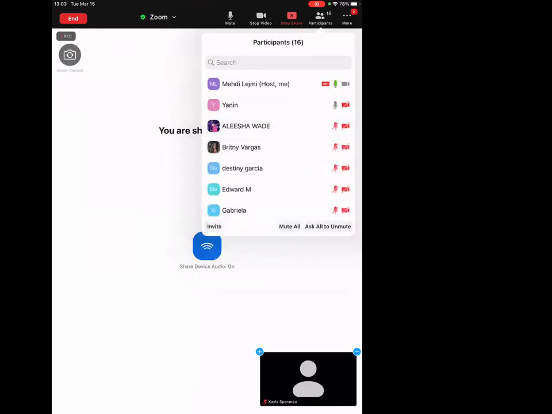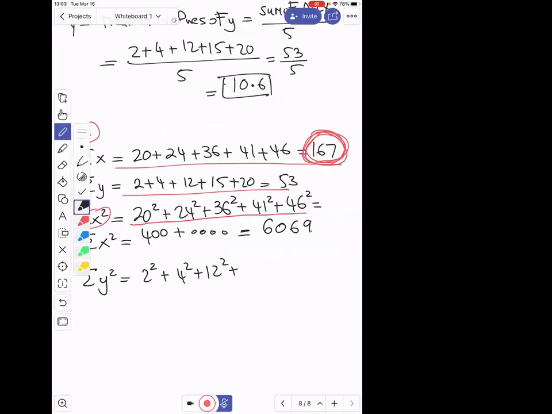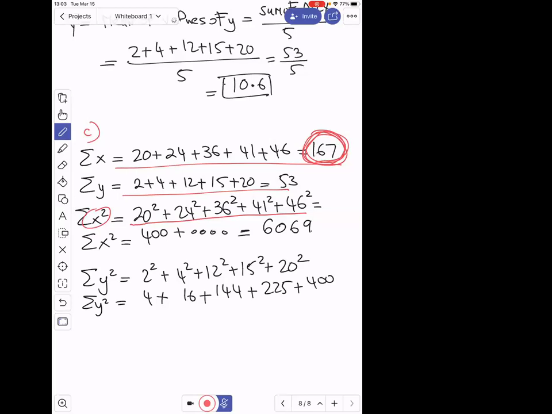So 12 squared plus 15 squared plus 20 squared, right? Again, this is 2 squared, that's 4, plus 16, plus 12 squared, that's 144, 15 squared, that's 225, and 20 squared, that's 400. So the sum of the y squared is, say again, Yanin? 789. Thank you.